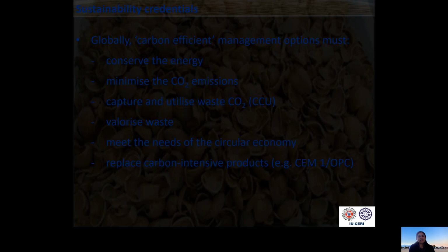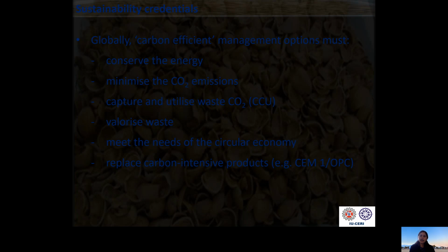What are the sustainability credentials that we are talking about? Globally, carbon efficient management options must conserve the energy, minimize the carbon dioxide emissions and, at the same time, capture and utilize waste carbon dioxide. So not only conserving the energy and reducing or minimizing emissions, but also we have to think about how we can make maximum use of the carbon dioxide, how we can apply the CCU approach in our process.